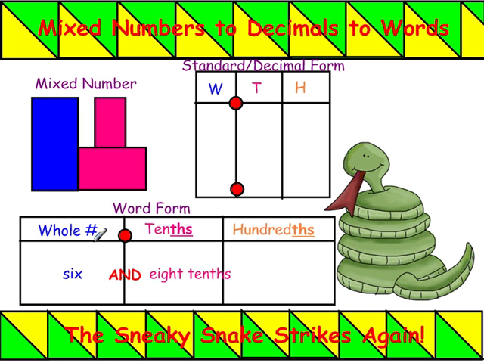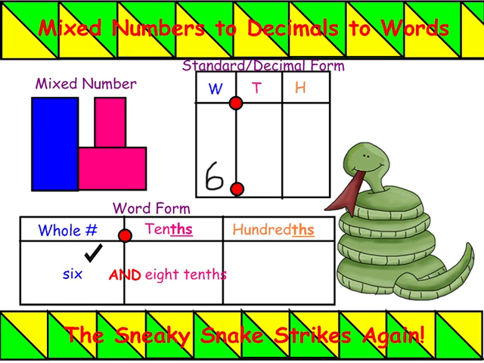So I'm going to look here at the whole. I have a 6. It's in front of my decimal. It's in front of the word "and." So "and" means it's in front of the decimal. So we're going to write a 6 in front of the decimal. Now I put a check mark so that tells me I've already taken care of that number. I've already written it down as a decimal.